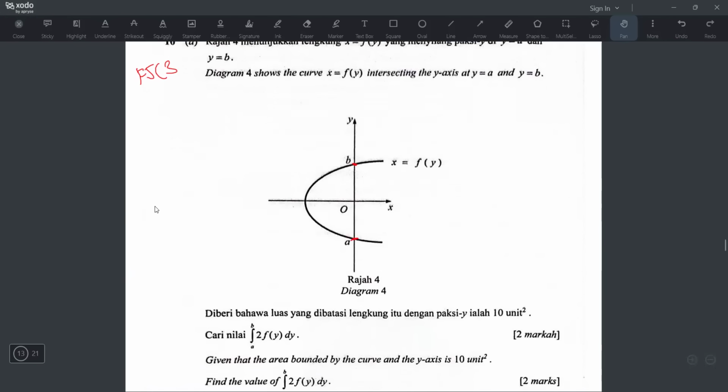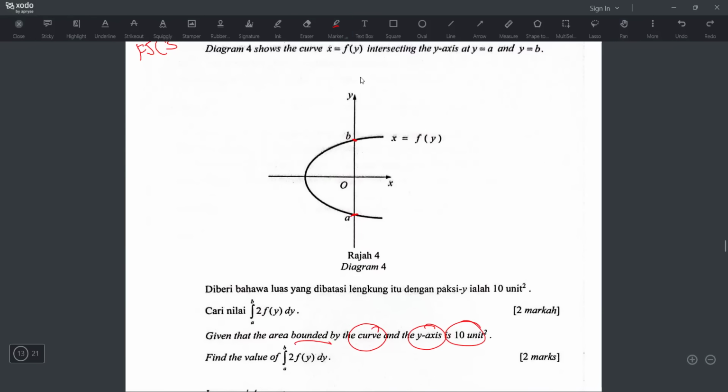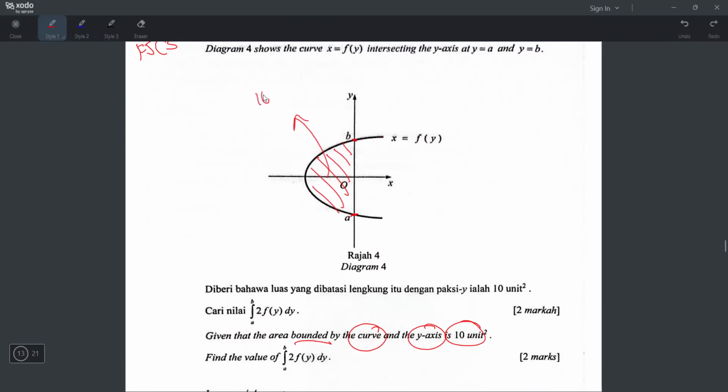Okay, let's read down here. Given that the area bounded, means between, the area between the curve and the y-axis is 10. Okay, let's shade the region in between the curve and y-axis. So this is your curve, let me use the highlight. So this is the curve and this is the y-axis. So where do you think is the area in between? It will be here. And they say the area here is 10 units square. That's what they said in the question.